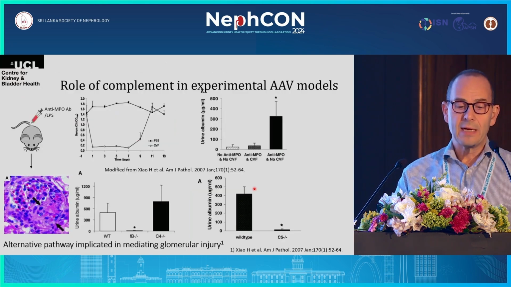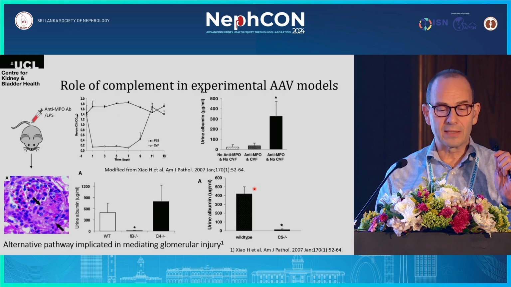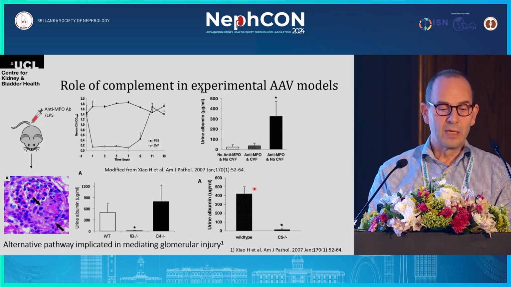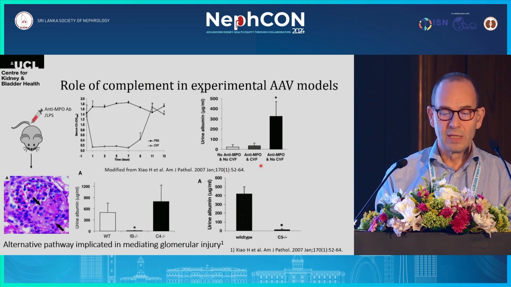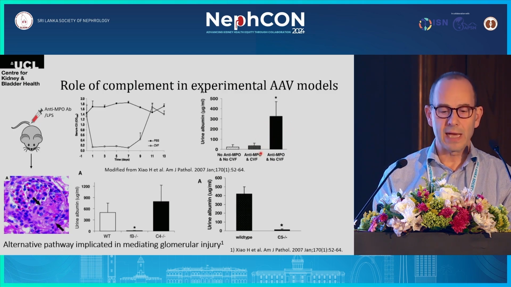And there have been, as a result of that, some animal studies carried out where cobra venom factor was used to try and deplete complement completely, and showed that in this animal model, compared to no cobra venom factor, when you deplete complement, the disease is completely abrogated.